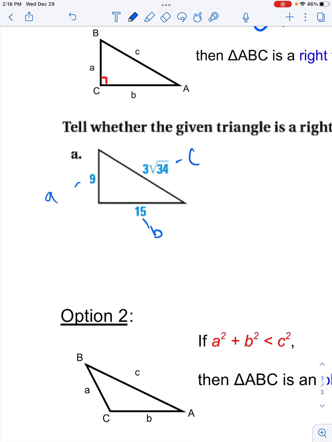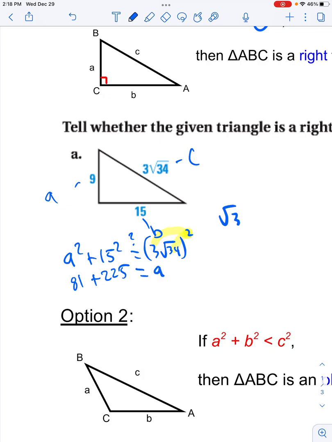Okay, so again, this would be A, this would be B, and this would be C. My hypotenuse is always C. 9 squared plus 15 squared, and I'm going to put equals with a question mark. 3 times the square root of 34, squared. 9 squared is 81. 15 squared is 225. And then 3 times the square root of 34.